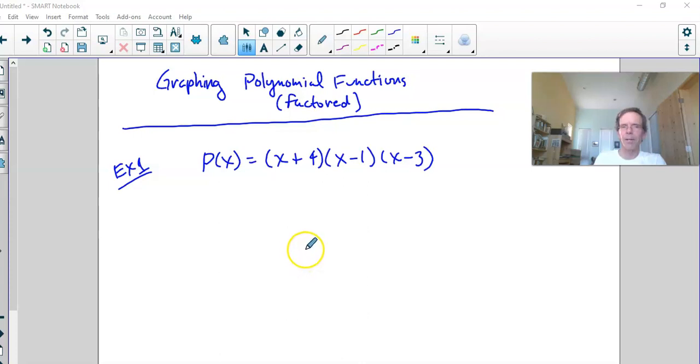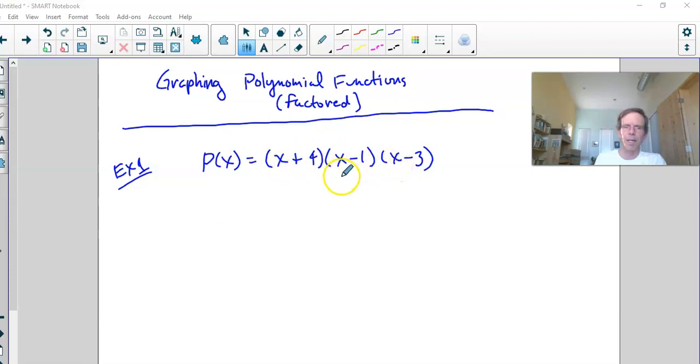Today we're going to graph polynomial functions. And we're going to be handed those polynomial functions on a silver platter. They're already factored, so we know what the zeros are. A zero for a polynomial function is basically a number that would make the function zero. You can see that if x were -4, p of x would be 0. If x were 1, you'd get 0. If x were 3, you'd get 0.